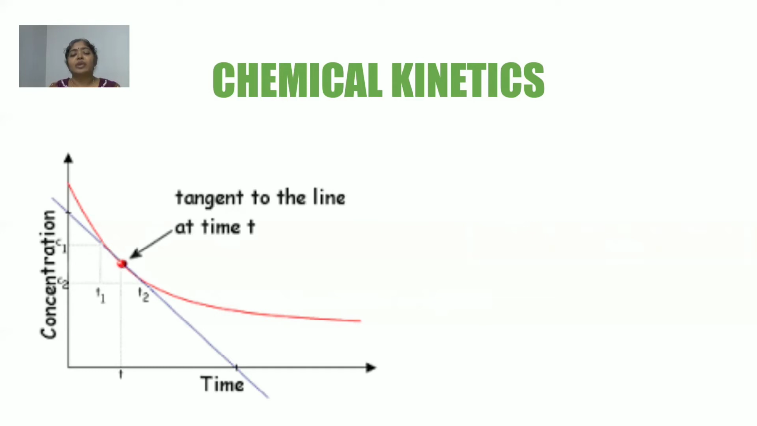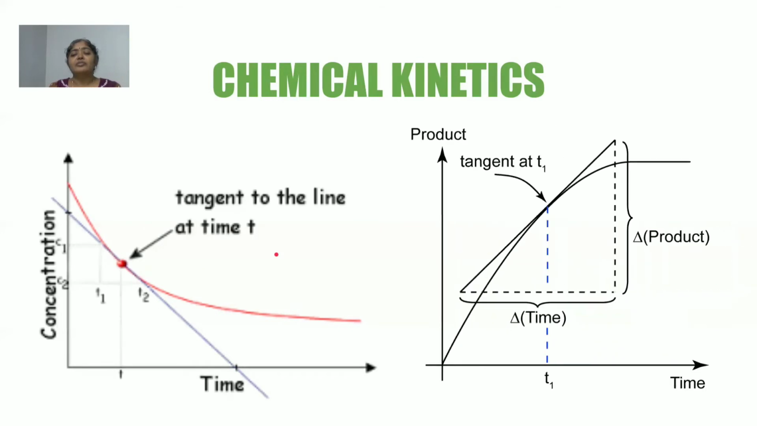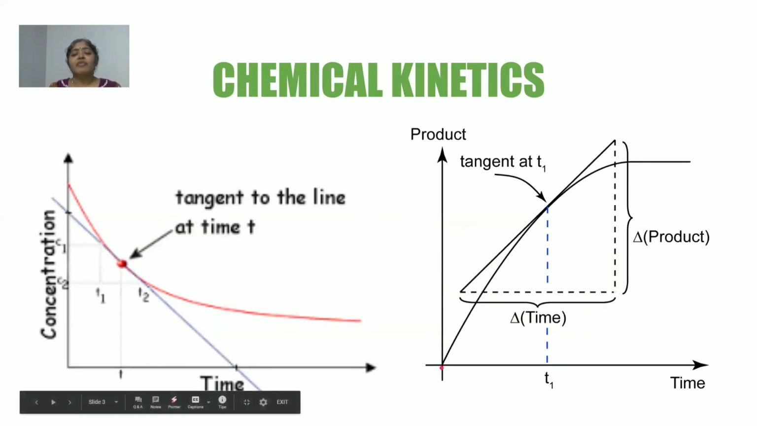instant of time. Similarly, if I were to draw a graph for the products, then it would appear like this. The product will start from a value 0. Initially, there are no products in the reaction mixture, and with passage of time, the product concentration goes on increasing.